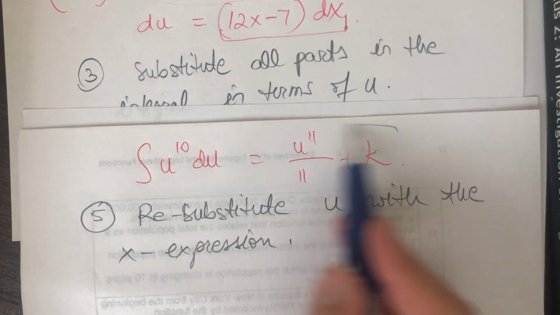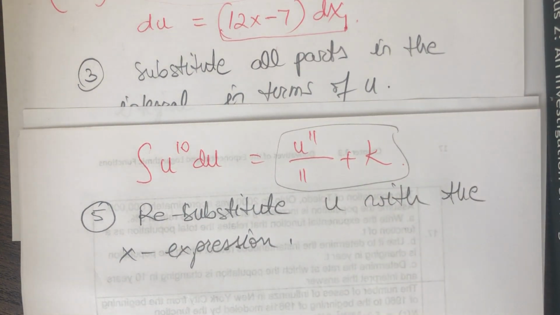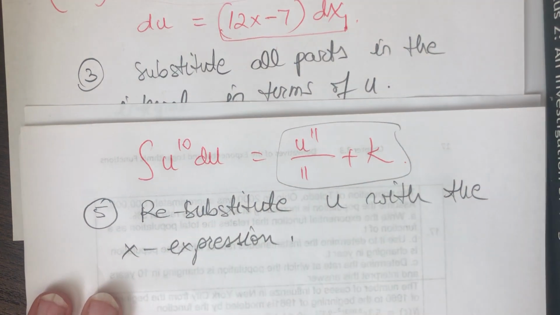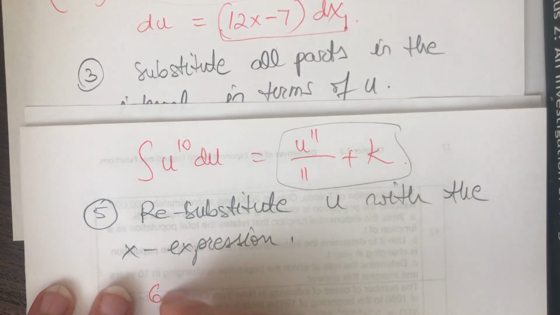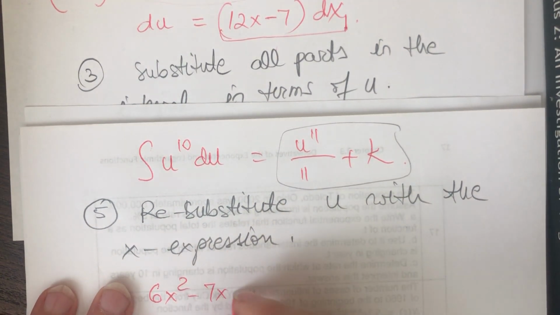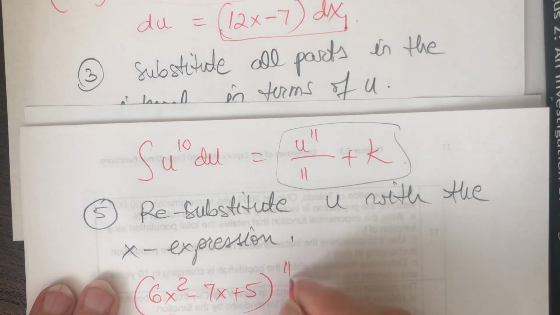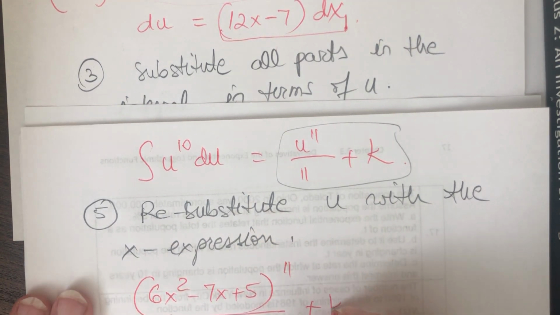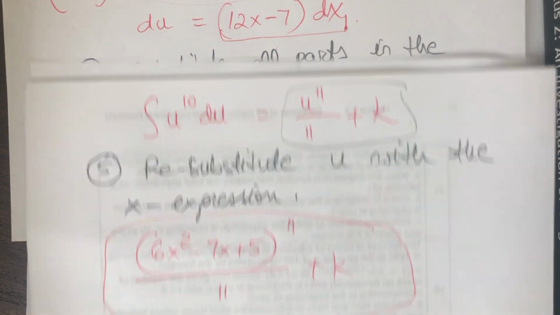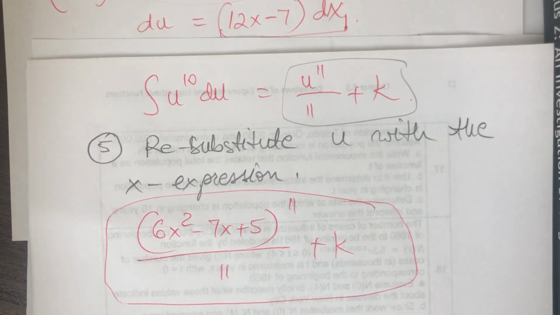So this is my answer, right? I found the integral, right? So what is my answer? Instead of u, what do I write? What was u? It was 6x squared minus 7x plus 5, to the power of 11, over 11 plus k. There's the answer. Okay, so there you have it. Okay, sure enough. Wow, was it really that easy?